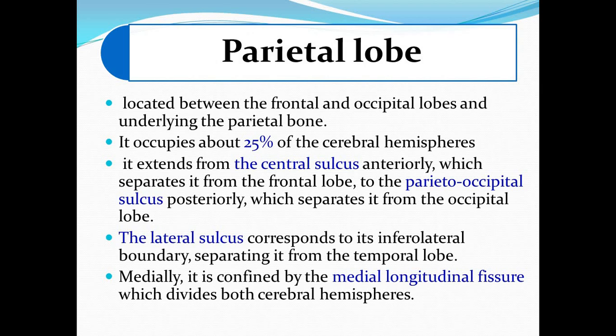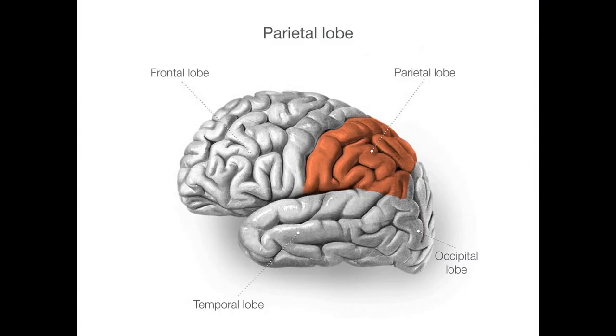The second lobe is the parietal lobe. This is located between the frontal and occipital lobes, and it occupies only about 25% of the cerebral hemisphere. It extends from the central sulcus anteriorly, which separates the frontal lobe from the parietal lobe, to the parieto-occipital sulcus, which separates the parietal lobe from the occipital lobe. The lateral sulcus separates the parietal lobe from the most lower part, which is the temporal lobe. Medially, it is confined by the medial longitudinal fissure. This is the midline, which divides both cerebral hemispheres. This illustration shows the area of the parietal lobe and its relation with the other cerebral hemisphere lobes.